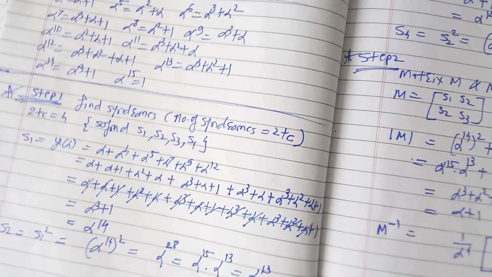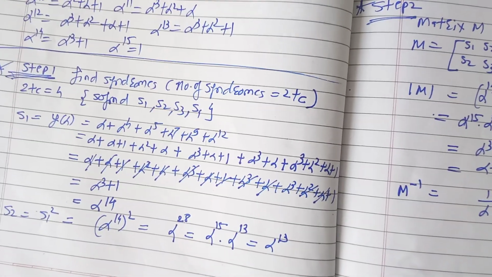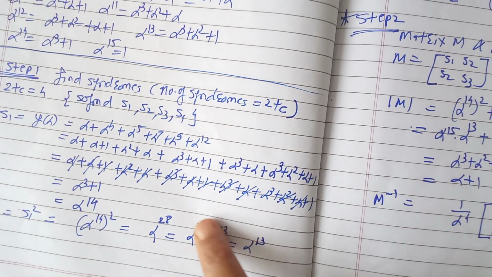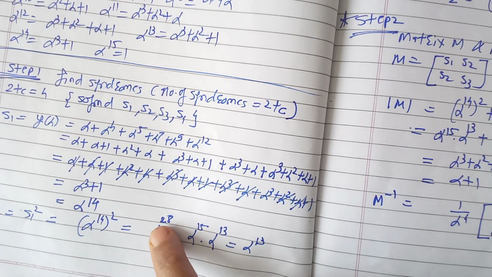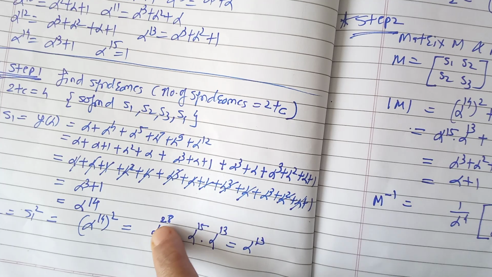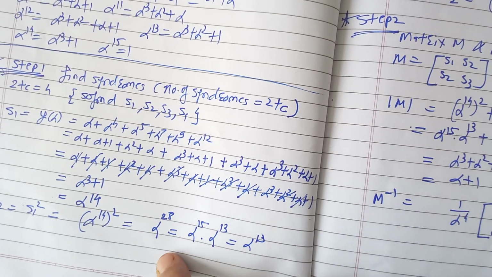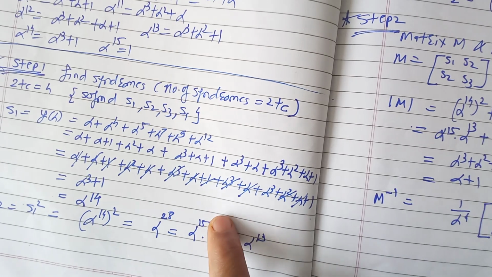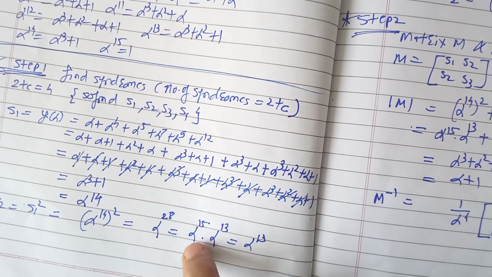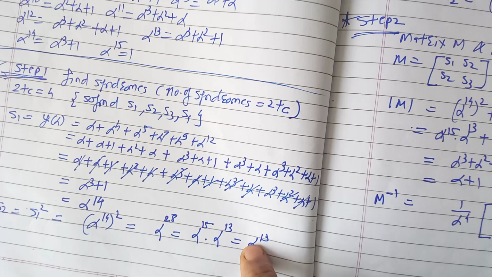S2 is S1 square, that is alpha 14 squared, which is equal to alpha 22. Whenever the power goes beyond 15, you have to express it in terms of a power of 15. So alpha 22 is alpha 15 into alpha 7... alpha 15 is 1, so S2 is alpha 13.